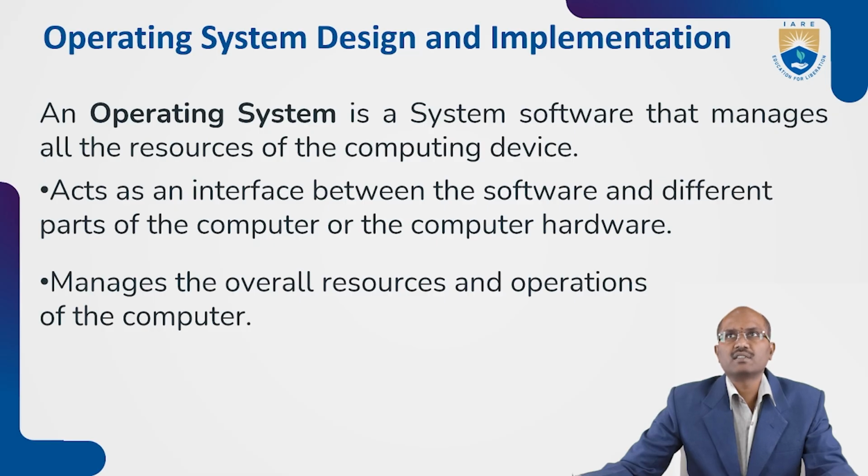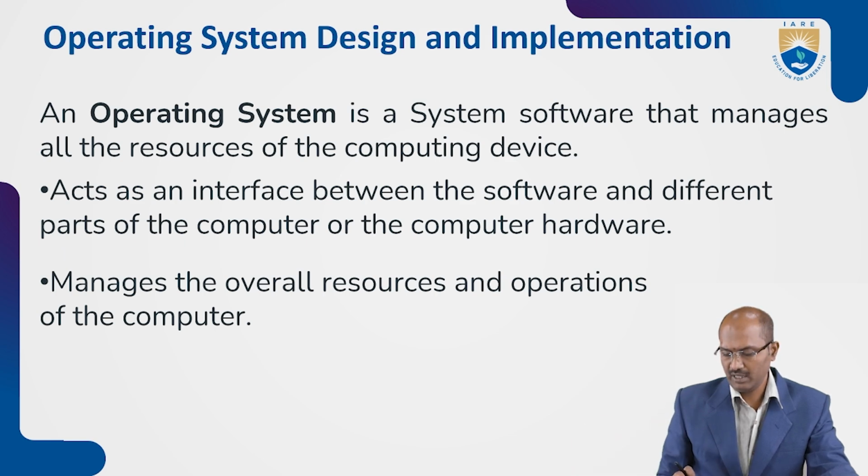Operating system is a system software that manages all the resources of the computing device. Operating system acts as an interface between the software and different parts of the computer, or the computer hardware. It manages the overall resources and operations of the computer. So, the operating system mainly handles the interaction between the user and computer hardware, which encompasses several input-output devices connected to the computer. The operating system manages and controls all the input devices and output devices.